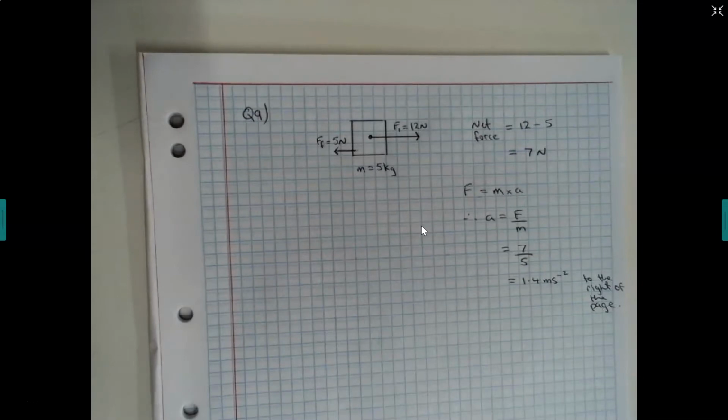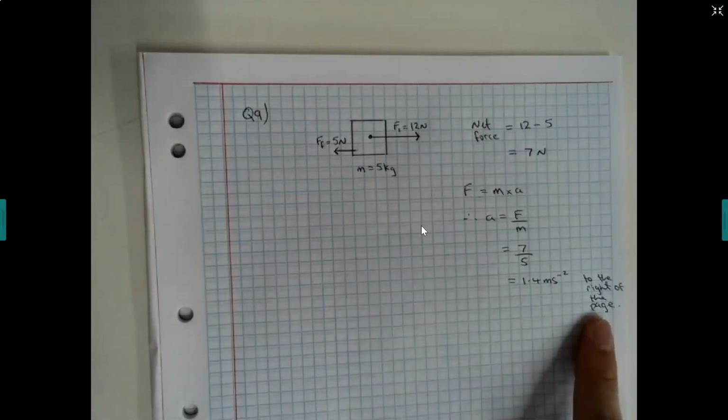In year 10, I probably won't be too harsh in a test if you didn't give a direction, but in year 11 physics, you definitely have to be giving directions for vector quantities, so you may as well just get used to doing it now.